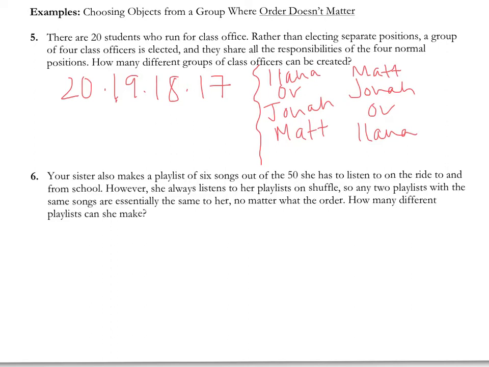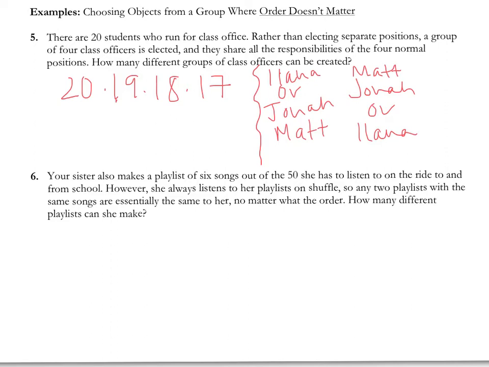if it was that the first person elected was president, this group would mean Alana's president, is vice president, Jonah is treasurer, and Matt is secretary. Whereas for this arrangement, it would mean that Matt is president, Jonah is vice president, is treasurer, and Alana is secretary. So that's 2 very different groups of class officers. There are different presidents, there are different vice presidents.